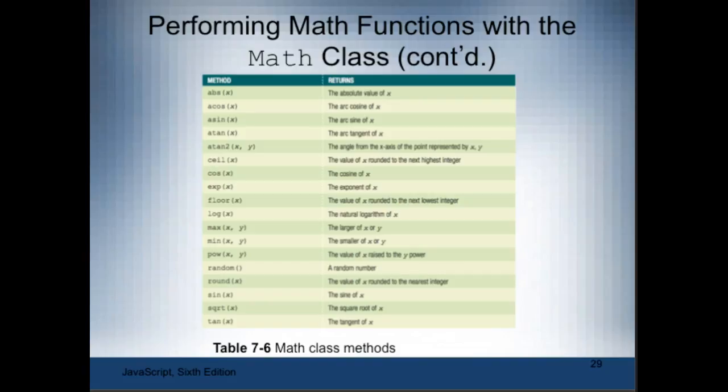The log method returns the natural logarithm of x, and the max method returns the larger of its arguments, x or y. The min method returns the smaller of its arguments, x or y, and the pow method, x, y, returns the value of x raised to the y power. The random method returns a random number, and the round method returns the value of x rounded to the nearest integer. The sin method returns the sine of x, and the sqrt method returns the square root of x, and the tan method, the tangent of x.